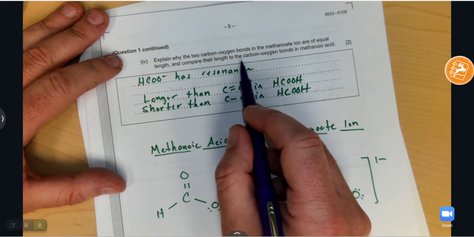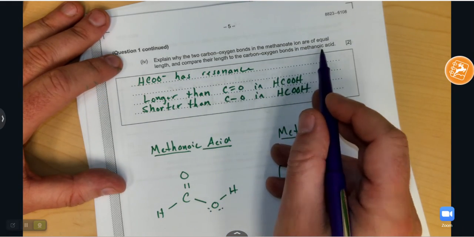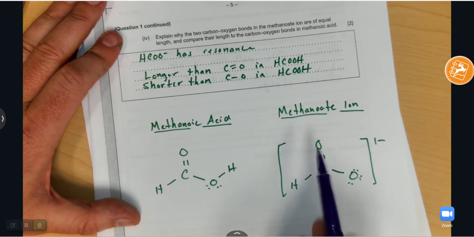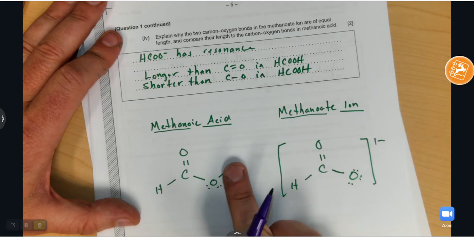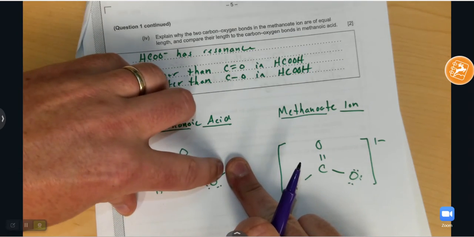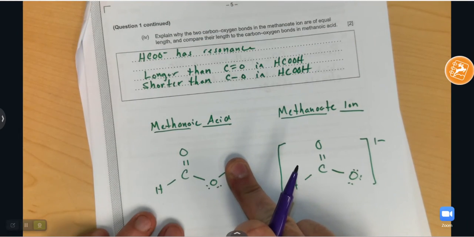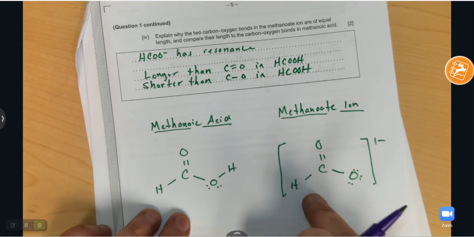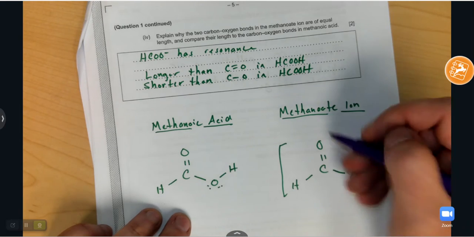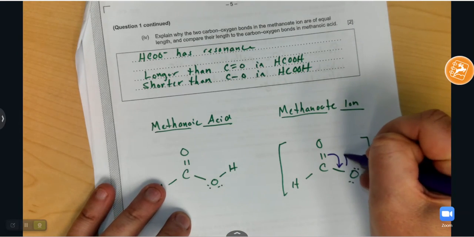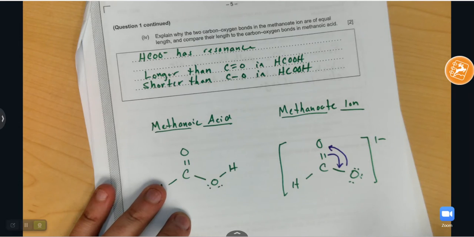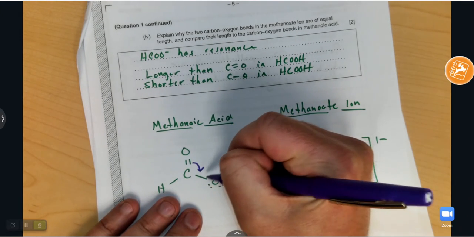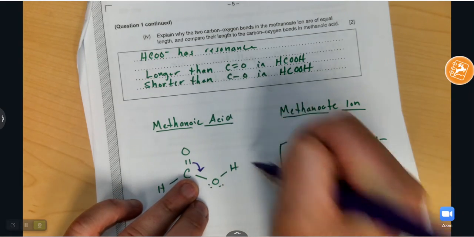All right, so part IV, explain why the two carbon-oxygen bonds in the ion are of equal length and compare their length to the carbon-oxygen bonds in the methanoic acid. What I did here just to illustrate this is I drew the structure of each. Remember, when the methanoic acid dissociates, that's the H that pops off, and that oxygen keeps that pair of electrons. That's where we get our H plus from, right? So here's the ion that's produced. Notice, you can move that double bond to and fro without rearranging any of the atoms. But you can't move that one there because that would give oxygen too many.